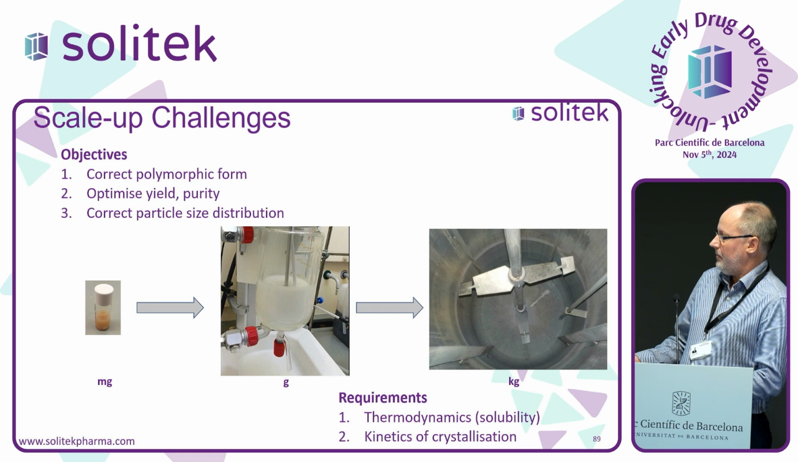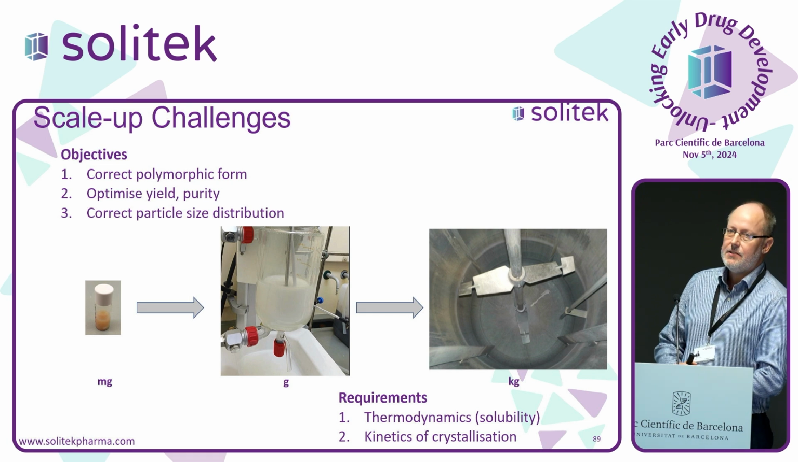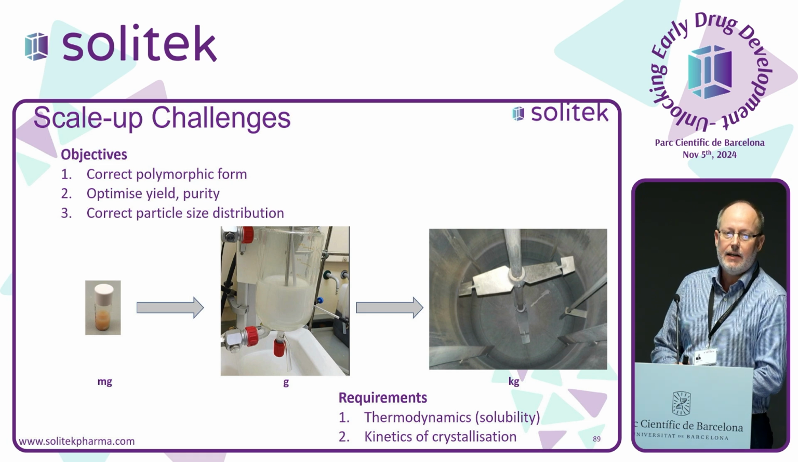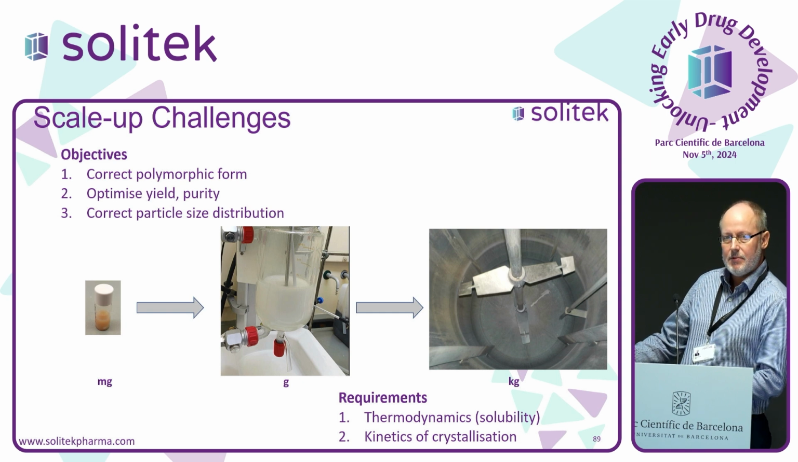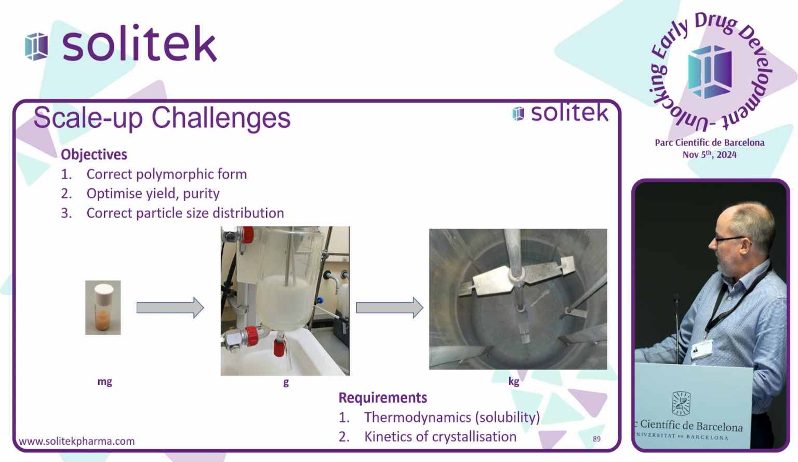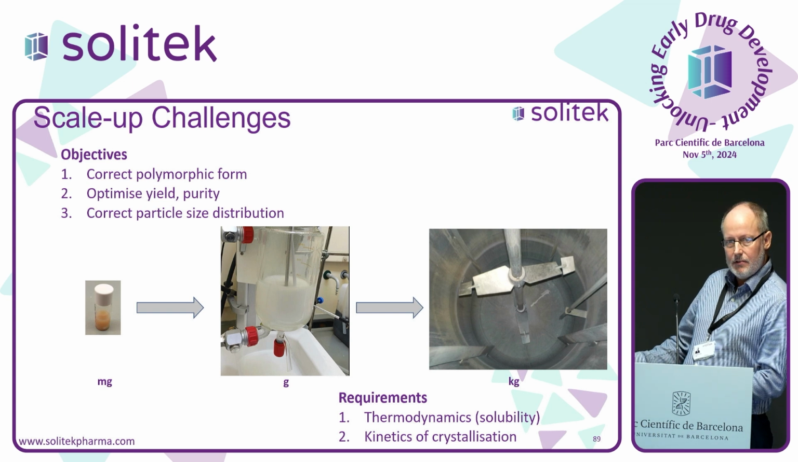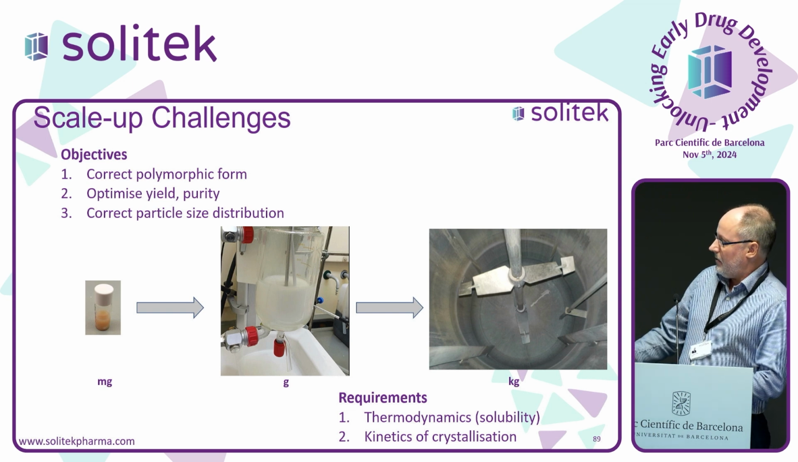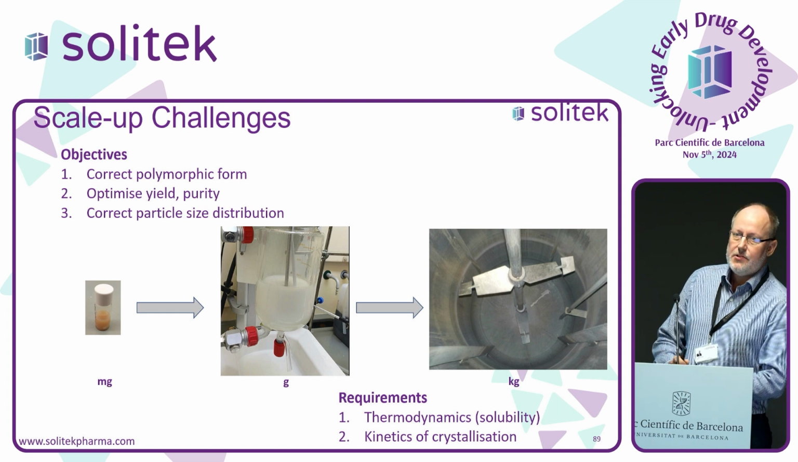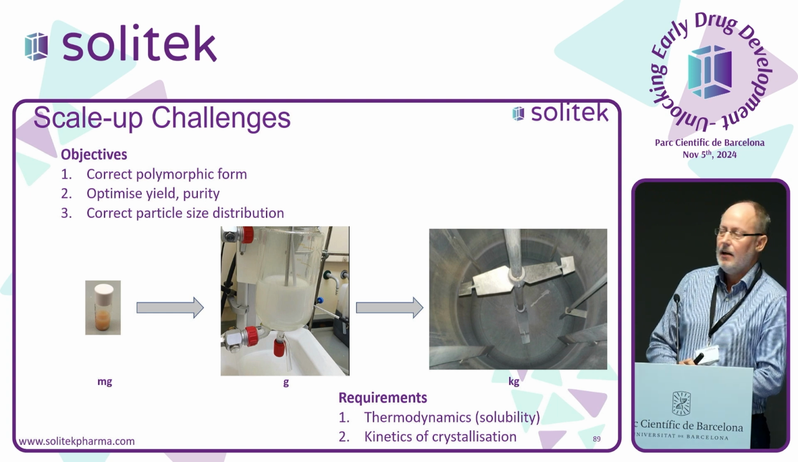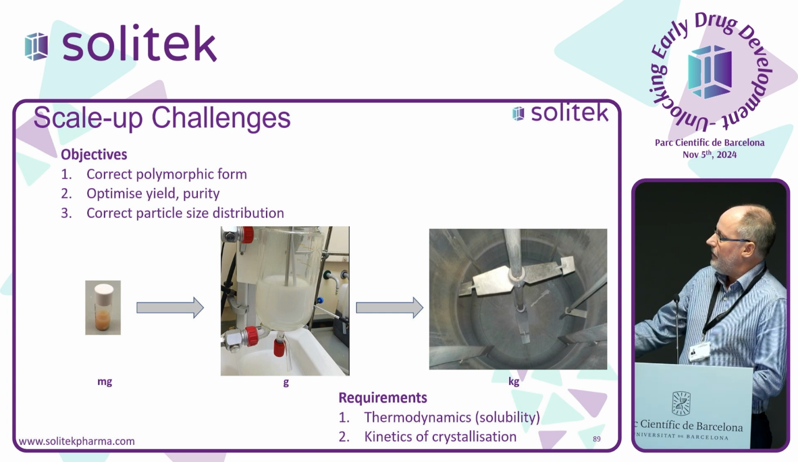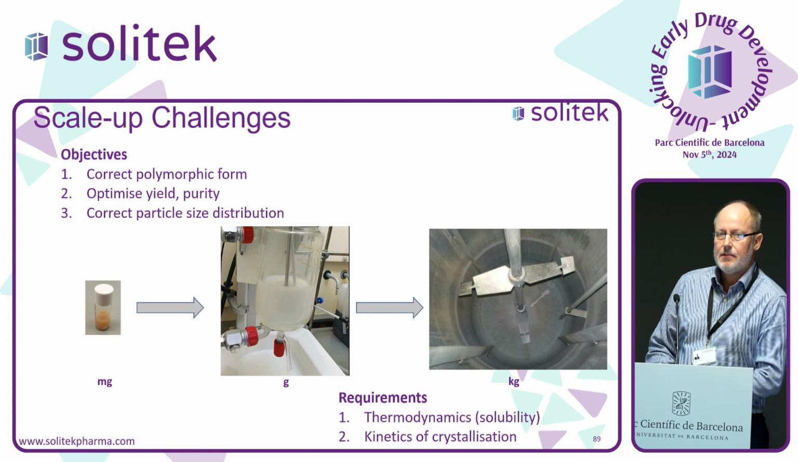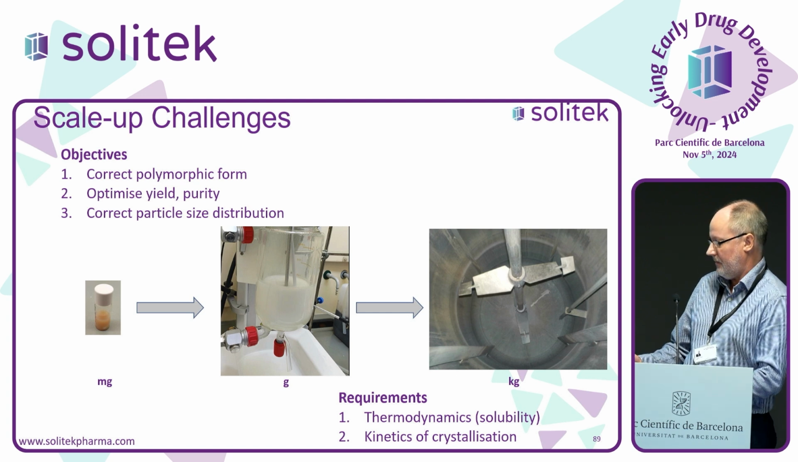Because we have to scale up from milligram scale, magnetic stirring in a vial or a round-bottom flask. We're going to go through jacketed vessels in the lab to make multi-gram quantities, and finally into the plant to a vessel like this. And throughout this process, mixing is changing, residence time is changing, heat transfer is changing. To achieve our objectives here, key things we need to know about are thermodynamics and the kinetics of crystallization.